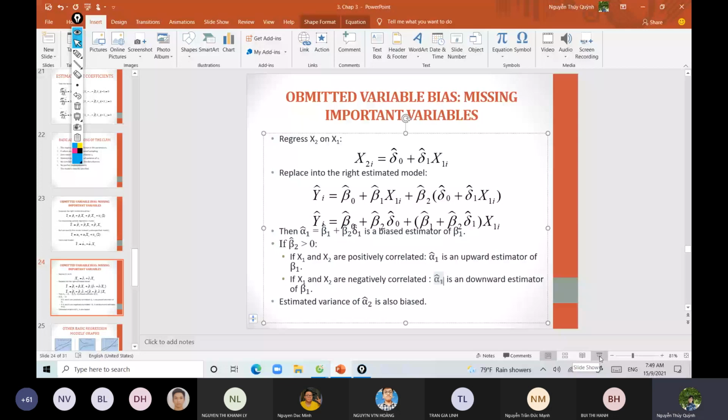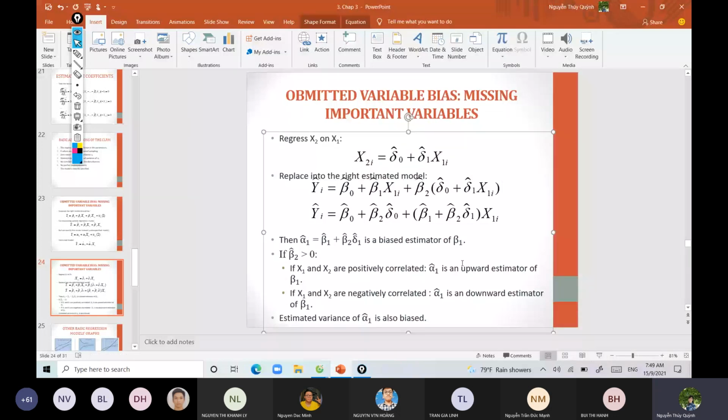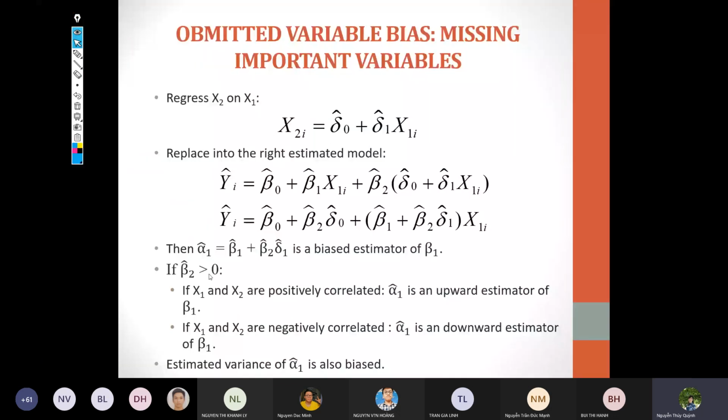All right. So if beta 2 hat is greater than 0, which means that x2 has a positive effect on y, and in the case that x1 and x2 are positively correlated, alpha 1 hat is an upward estimator of beta 1, which means that the expected value of alpha 1 hat is greater than beta 1, okay?